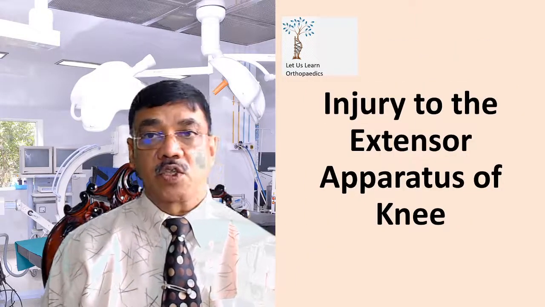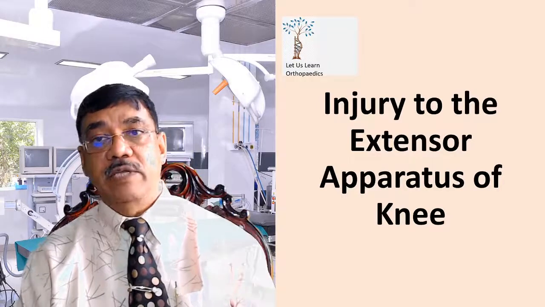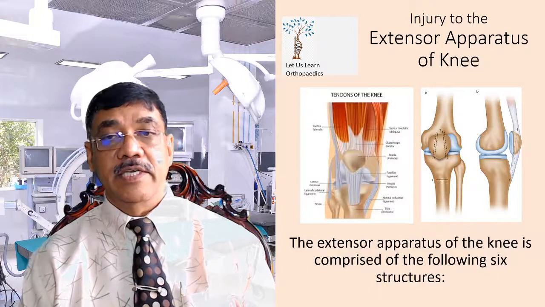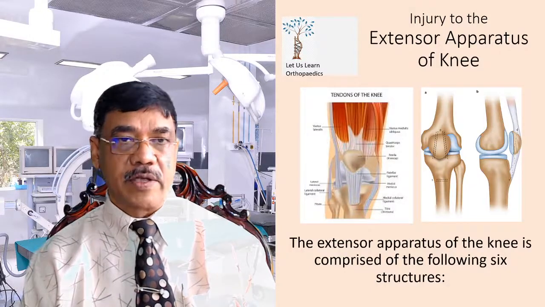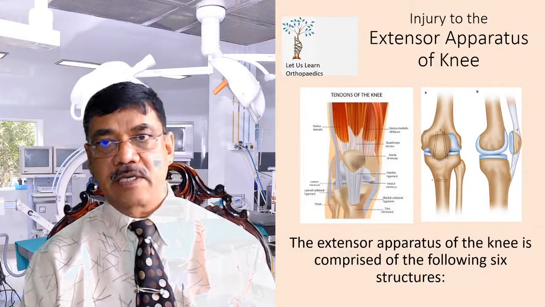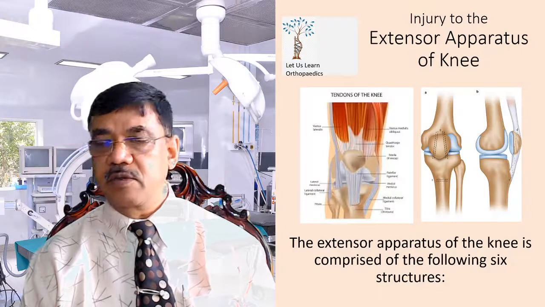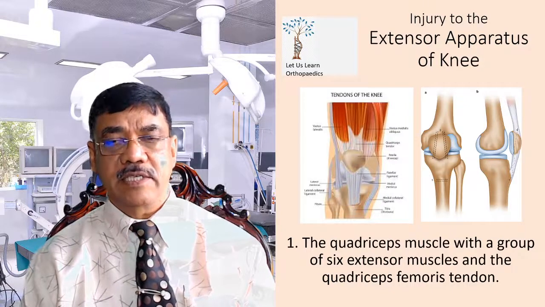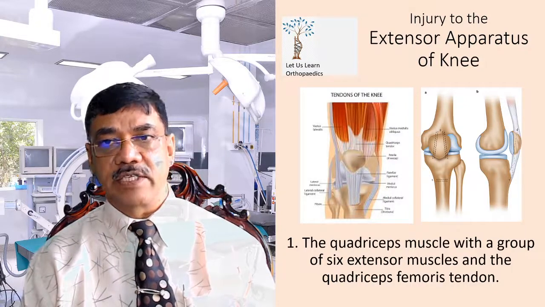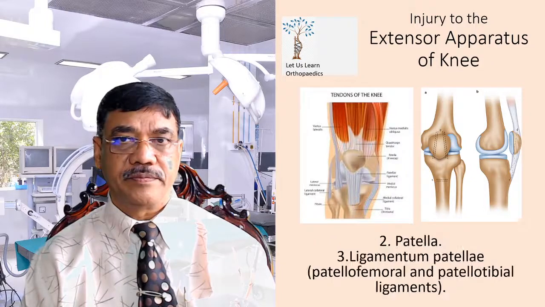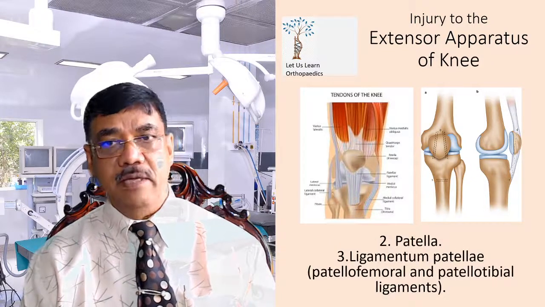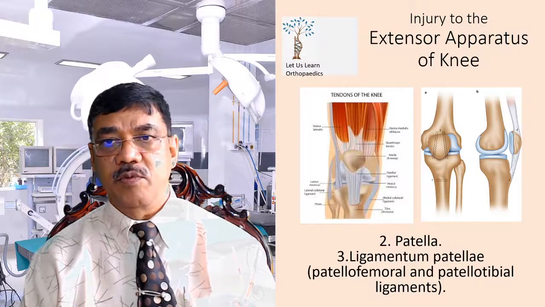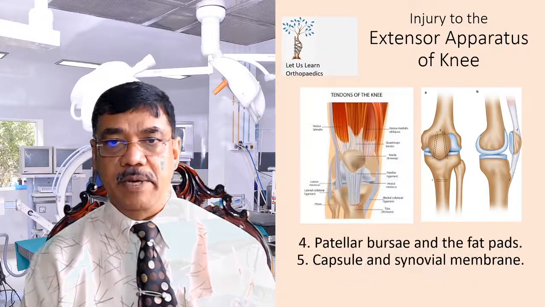Now, let us discuss the injury to the extensor apparatus of the knee. The extensor apparatus of the knee is comprised of the following 6 structures, as shown in this particular picture. 1. The quadriceps muscle with a group of 6 extensor muscles and the quadriceps femoris tendon. 2. Patella. 3. Ligamentum patelli, that is patellofemoral and patellotibial ligaments.